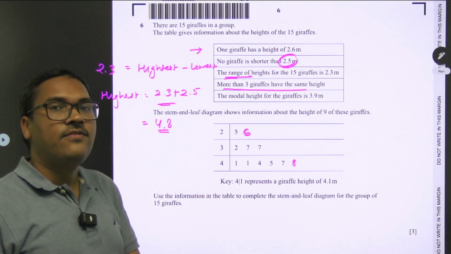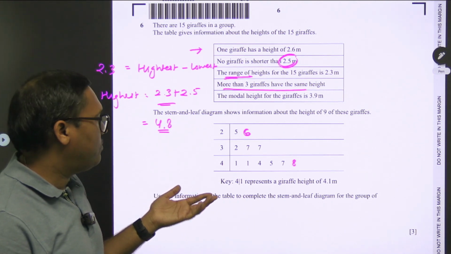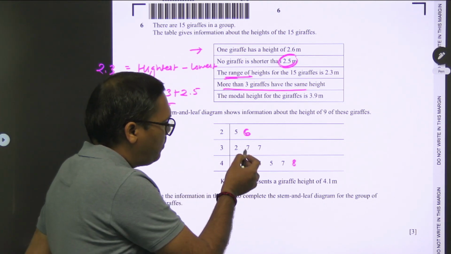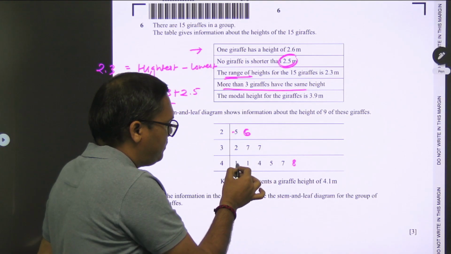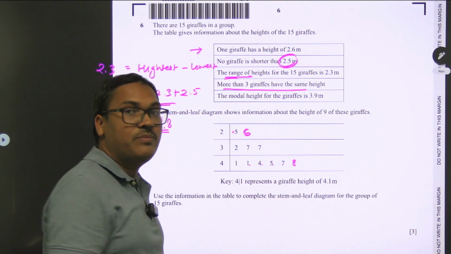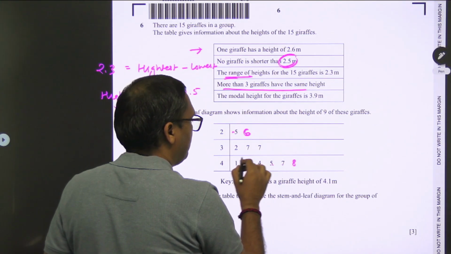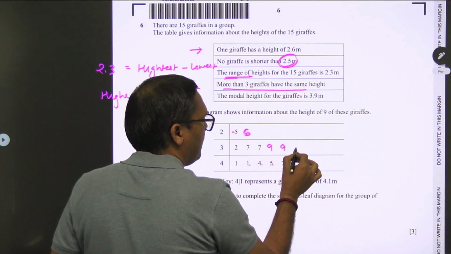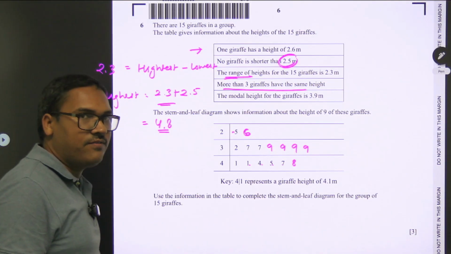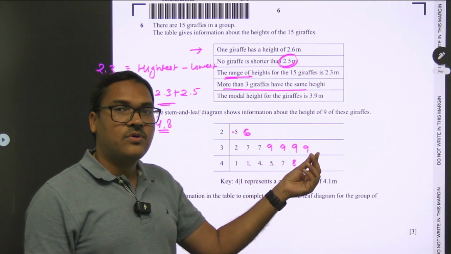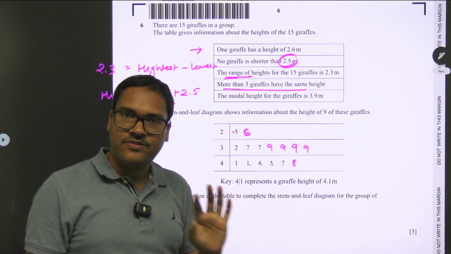That means you can have how many? You can have 4. How many have we plotted in total? 1, 2, 3, 4, 5, 6, 7, 8, 9, 10, 11. So the remaining 4 have what height? 3.9. So we will plot 9, 9, 9 and 9. I hope this is clear. Why have I placed 9, 9 here? Because there are 4 giraffes which are remaining, correct?